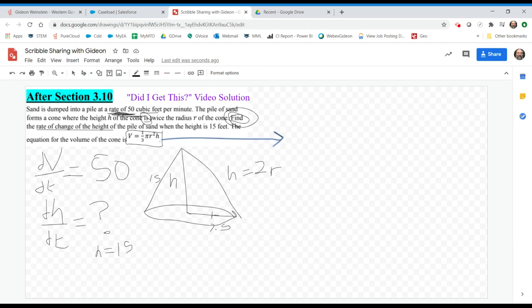Now, remember what I said earlier about this being powerful? You've got one variable in terms of the other. You can get rid of any variable you want. You can get rid of h and have it all in terms of r, or you can get rid of r and have it all in terms of h. We have to decide which one we want to do, and the answer is pretty clear. We're looking for dh/dt at a given height, so we really do want to get rid of r.